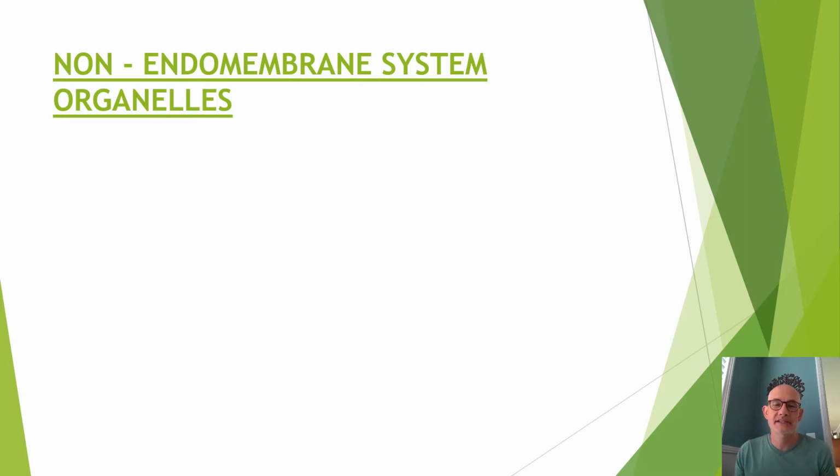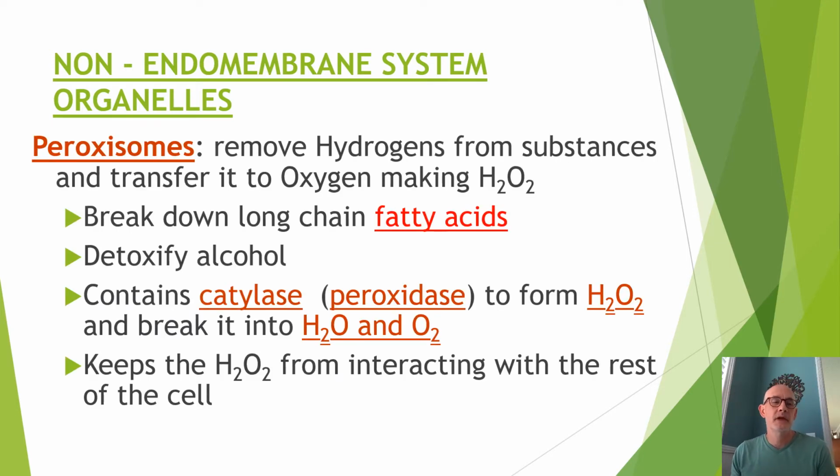All right, so there are lots of other organelles in the cell that are not part of the endomembrane system, remembering that the endomembrane system is the ER, the vesicles, the Golgi apparatus, and then those secretory vesicles or the lysosomes. So one of them, these are peroxisomes. As mentioned before, these are the things that are going to process hydrogen peroxide.